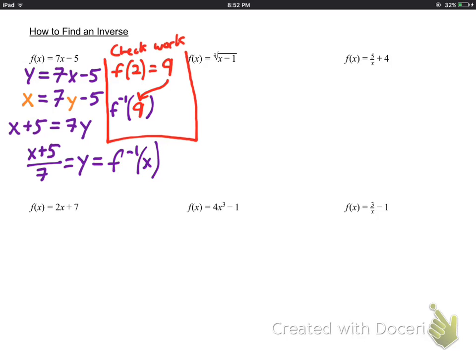And if you plug that in, we plug in 9, you get 9 plus 5 is 14, divided by 7 is 2. Well, look, that's the very first number we plugged in. If it's not the very first number you plugged in, then we probably made a mistake somewhere. But that is an excellent way to check your work, just by plugging in a real-world number and making sure that the input of one is the output of the other.